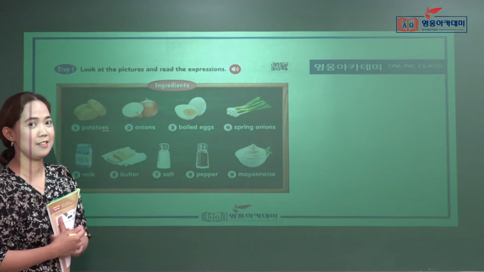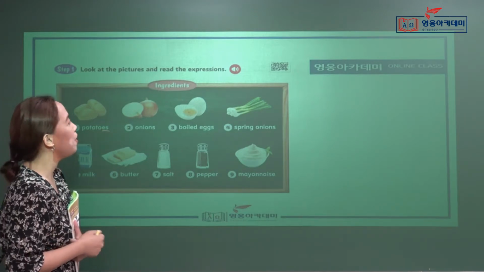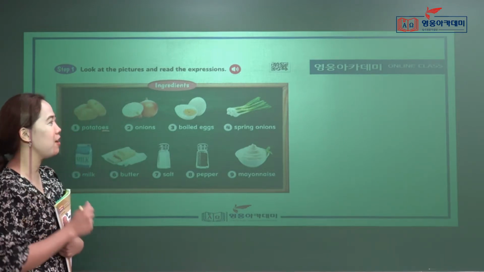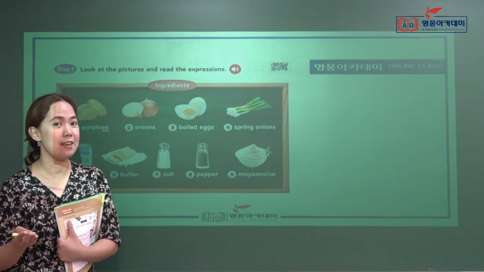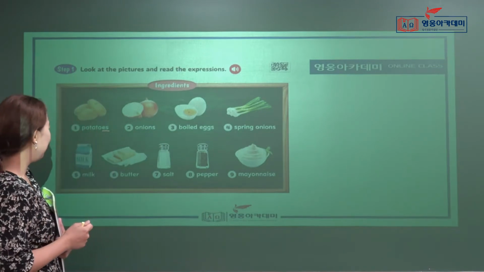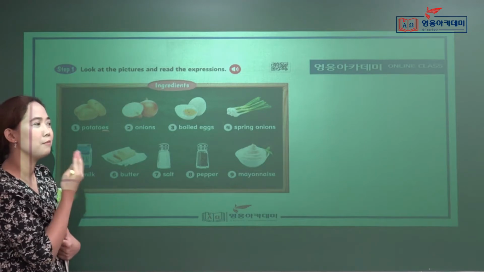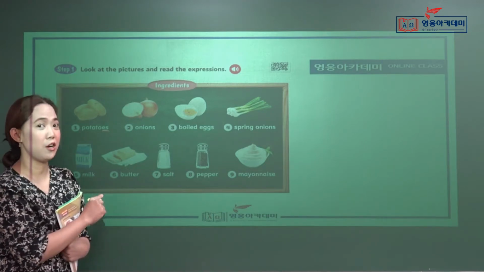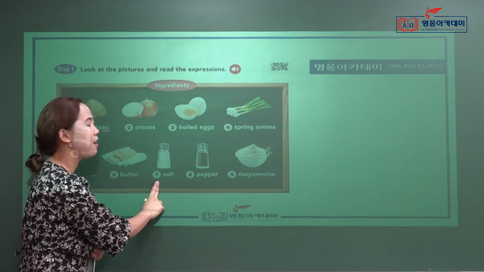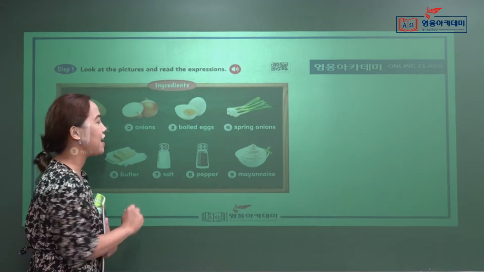Next, onions. Onions. Very good. Number 3, boiled eggs. Again, boiled eggs. Very good. Number 4, spring onions. Again, spring onions. Good job. Number 5, milk. Again, milk. Good. Number 6, butter. Again, butter. Good. Number 7, salt. Salt. Good. Number 8, pepper.